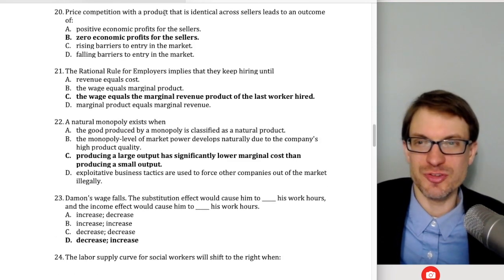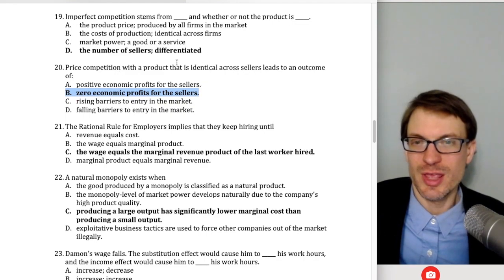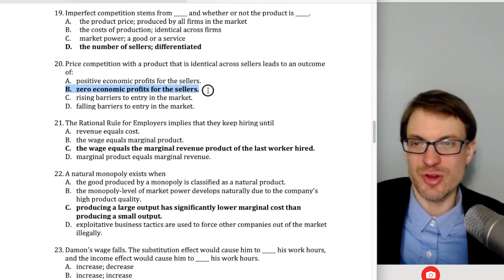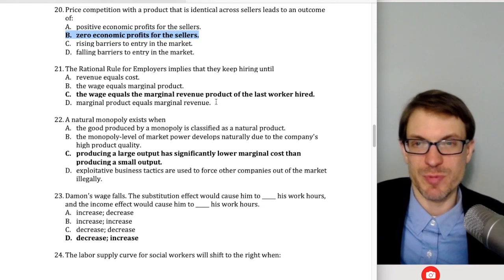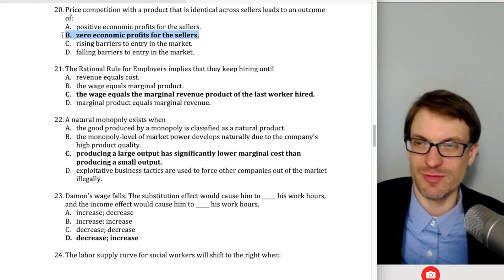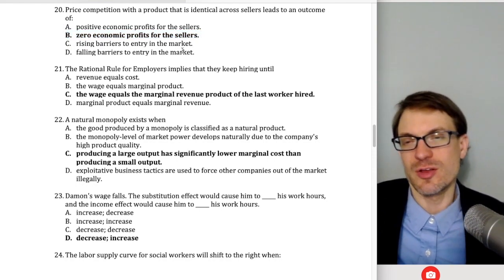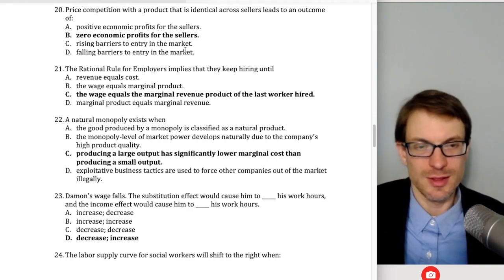All right, price competition with a product that's identical across sellers leads to an outcome of zero economic profits for sellers, right? That's kind of what I was talking about here. If we have identical products, now we've got a situation with zero economic profits for sellers. That's actually true if you have perfect competition, or if you have the identical-products Bertrand that I kind of mentioned in passing. Identical-products Bertrand is an interesting model we talk about a lot more in intermediate micro.